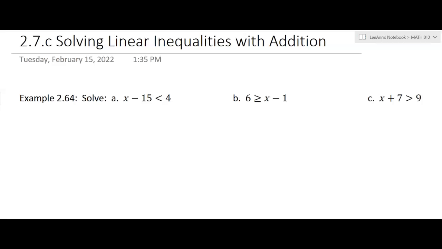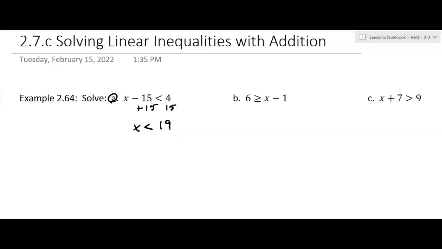Okay, so we're going to solve these linear inequalities. On this first one, A, we have x minus 15 is less than 4. Well, it's very similar to an equation. We're going to add 15 to both sides, and we get x is less than 19, right?